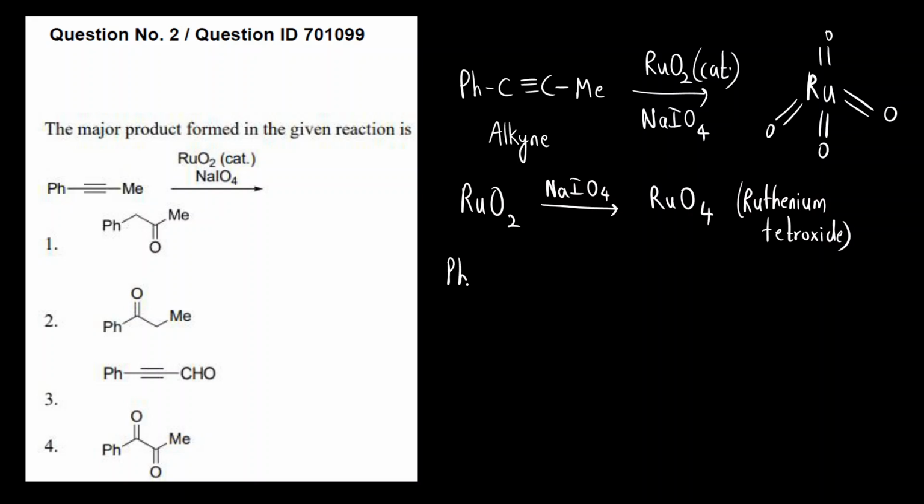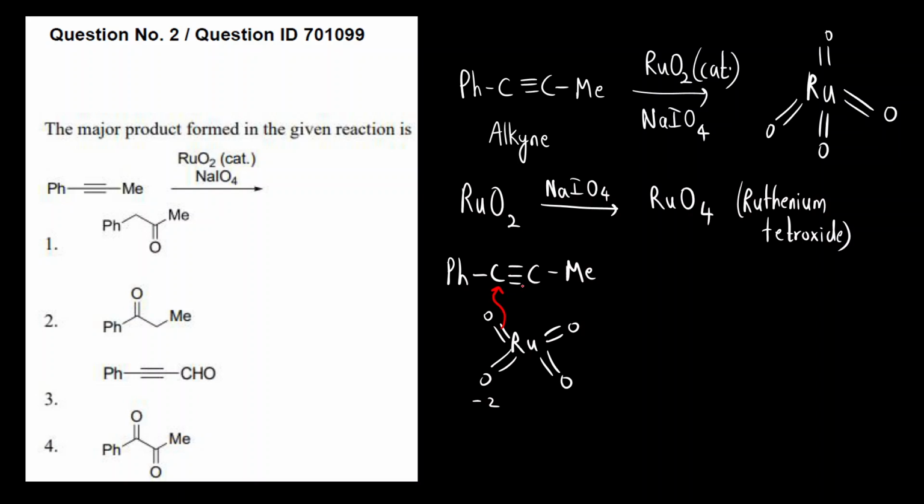Now this will react with the alkyne. Ru double bond O, double bond O, double bond O, double bond O. So here, what will be the oxidation state of ruthenium? One oxygen is -2. There are 4 such oxygens. So here the oxidation state is +8. Okay, so now what will happen? This will react. How will it react?